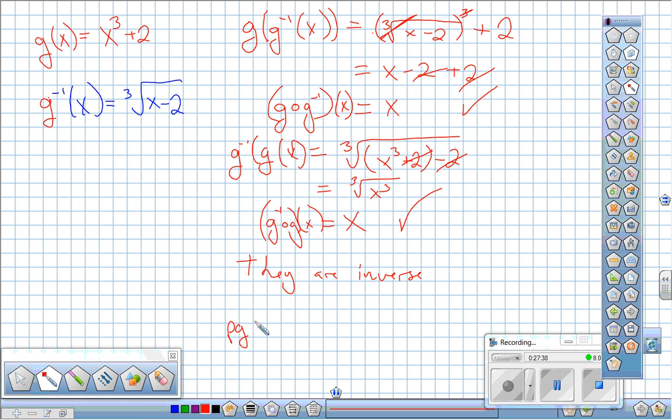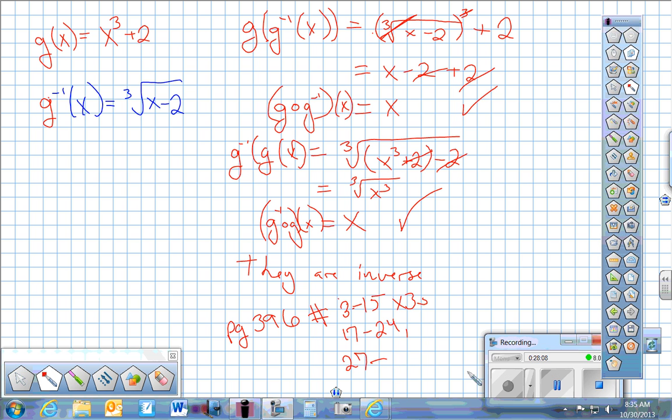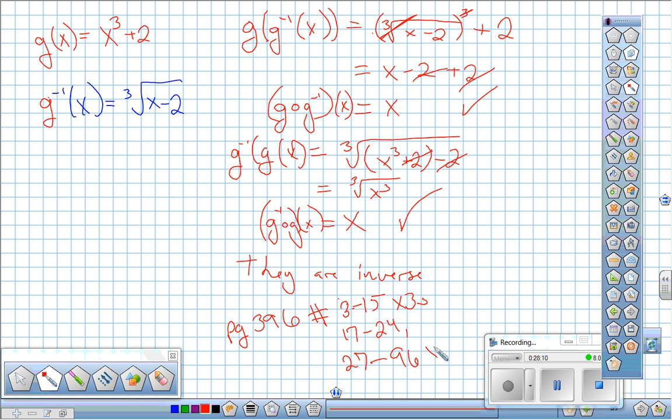So we have homework on page 396. I want you to do numbers 1 through 15 odds, or actually I'm going to change that, sorry. 3 through 15 by 3's, 17 through 24, all of them. And then we'll start back at 27 through 96 by 3's again.